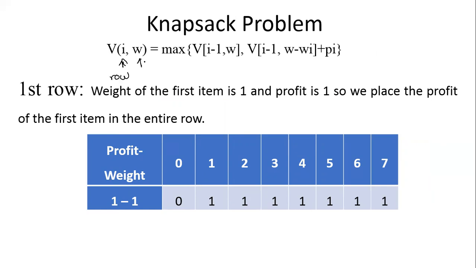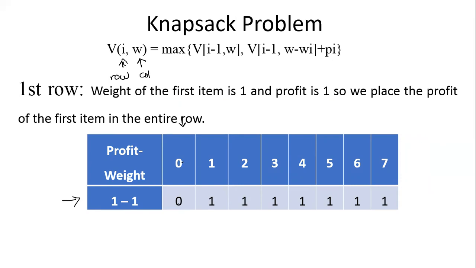W indicates column number. So here this is a row number and this is a column number. Whenever we want to fill the data, this is 0th row, 0th column, 0th row first column, 0th row second column and so on. So for the first row, we did not calculate according to this formula.